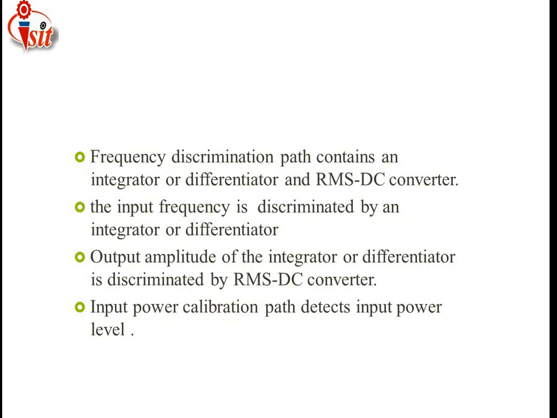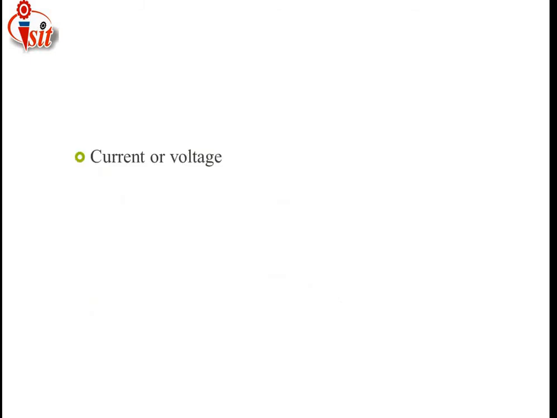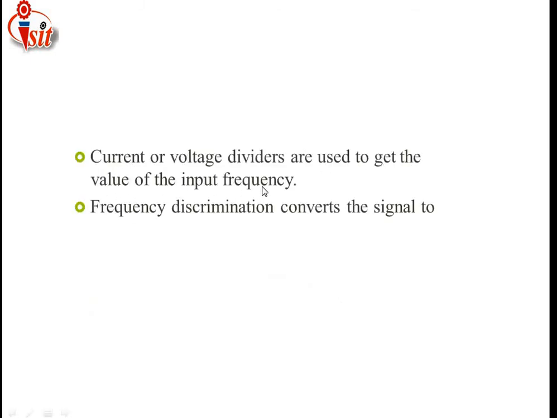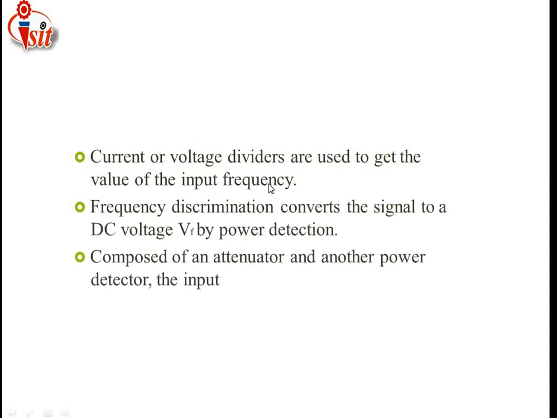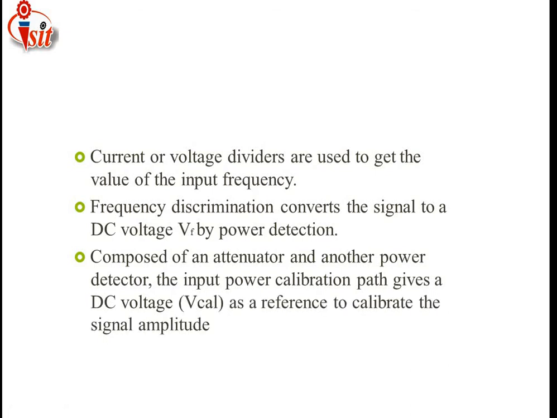The output amplitude of the integrator or differentiator is discriminated by the RMS DC converter, that is the root mean square direct current converter. The input power calibration path detects the input power level. The current or voltage dividers are used to get the value of input frequency. That means there is a relation between voltage, that is amplitude, and frequency. Voltage is nothing but amplitude, and there is a relation between amplitude and frequency.